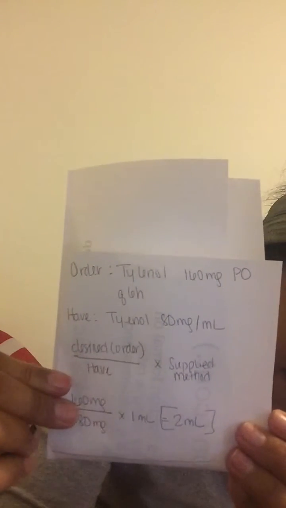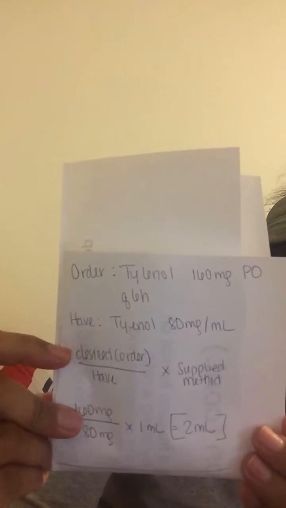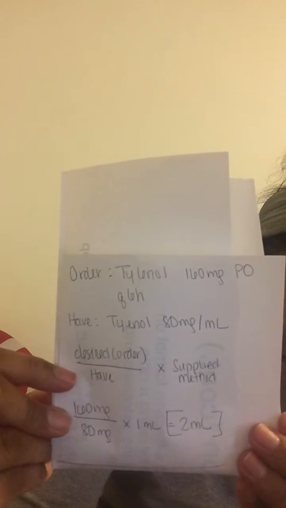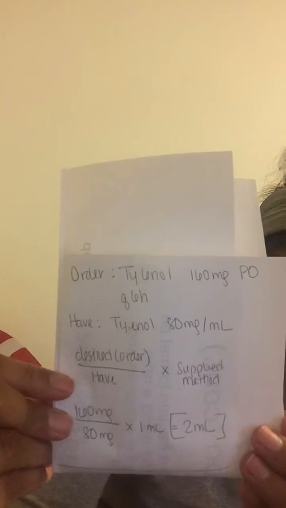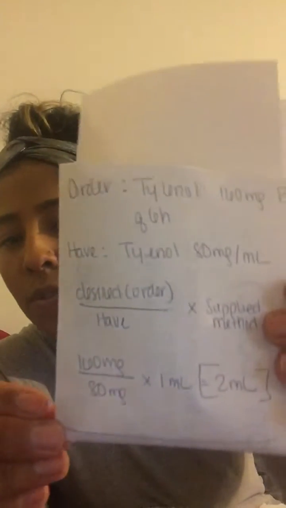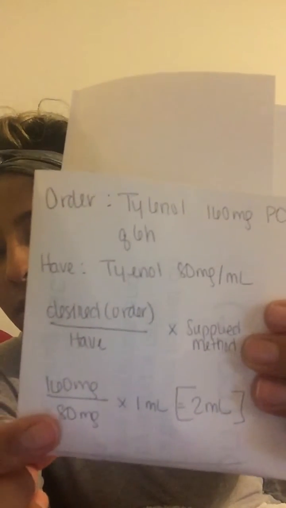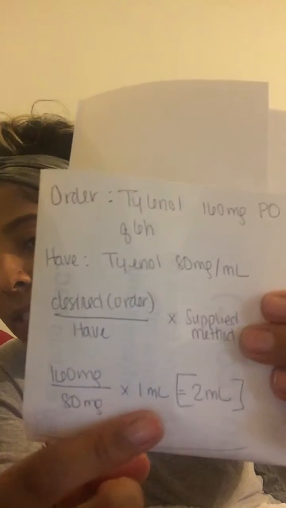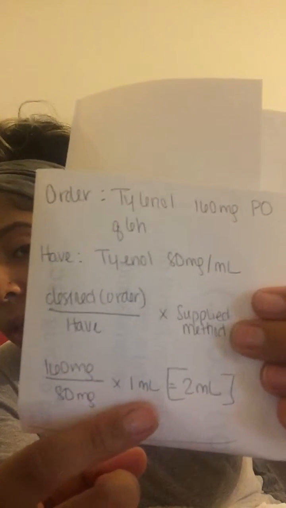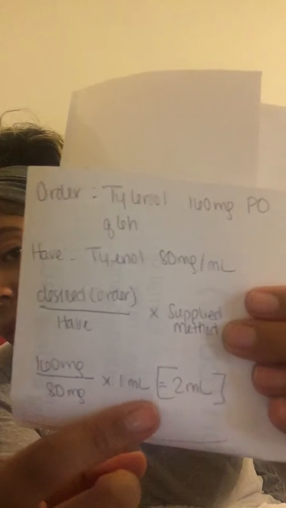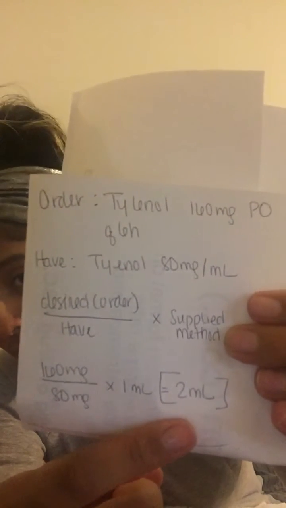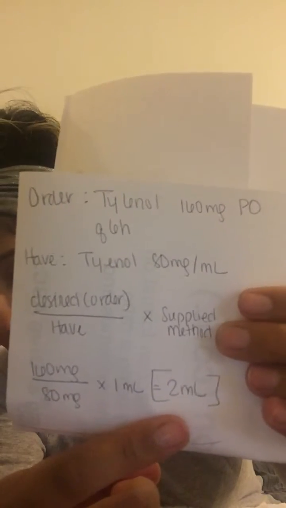So how do we set this up? You have your desired or ordered over what you have times your supplied method. So you take 160 milligrams over 80 milligrams times your 1 milliliter that is supplied in, which is going to give you 2 milliliters. Got that?